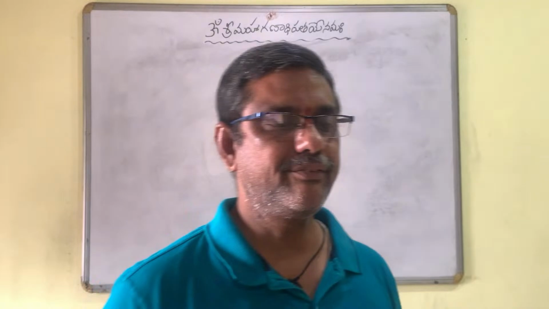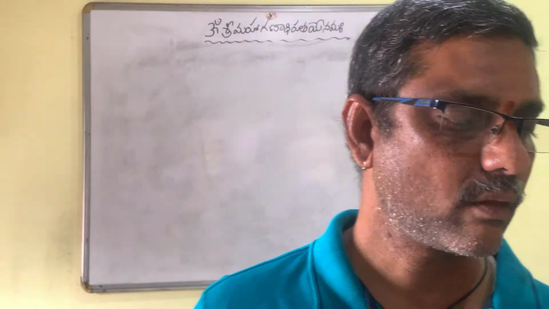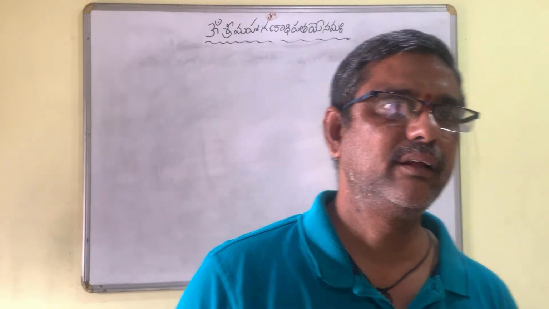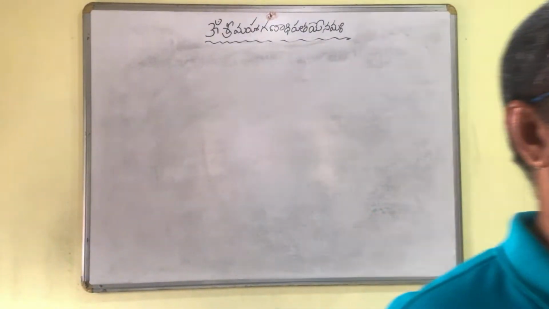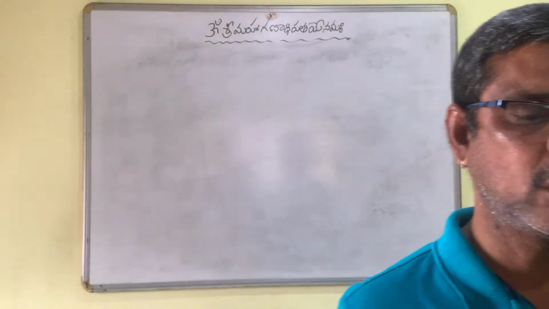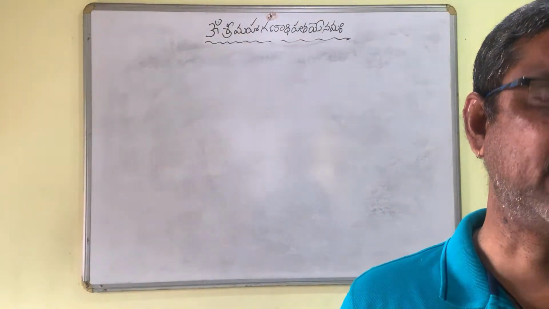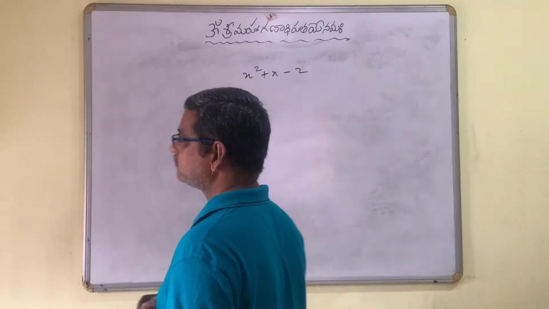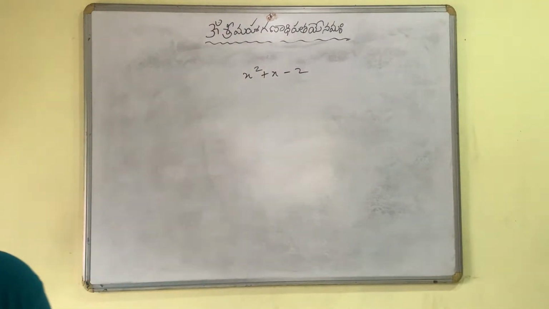Yeah. 21st question. Alpha and beta are the zeros of the polynomial. Many students did this problem wrong. They did this problem in a difficult way rather than doing it in a simple way. Okay, I'll tell you how simple it is. So x square plus x minus 2.